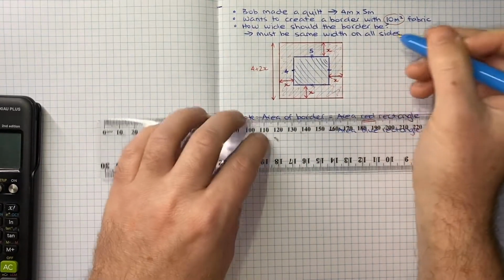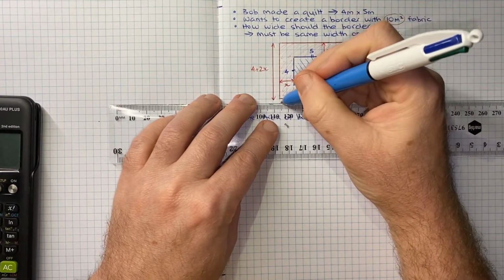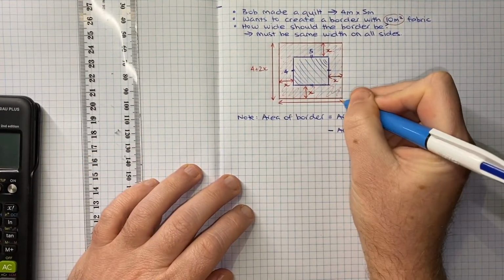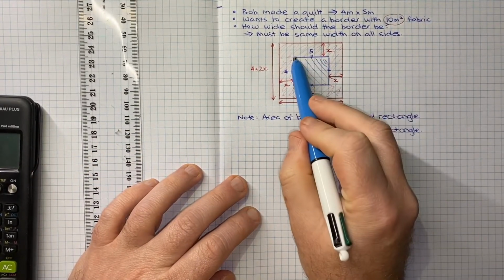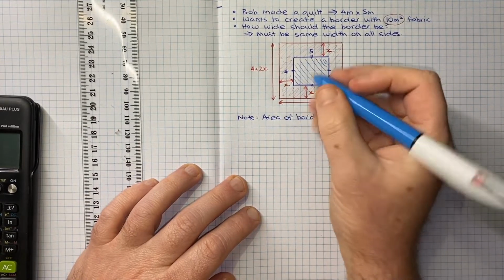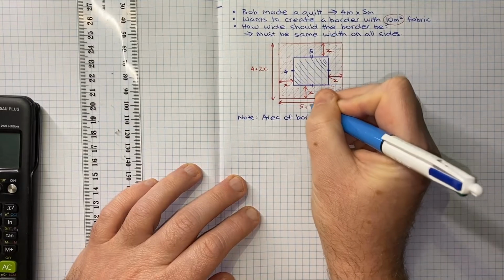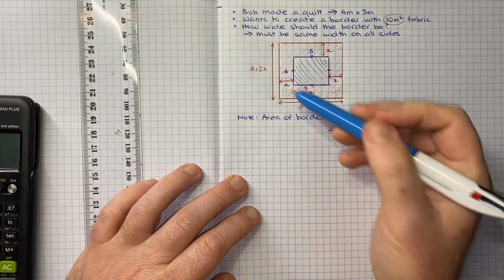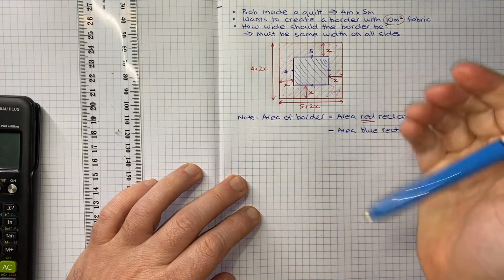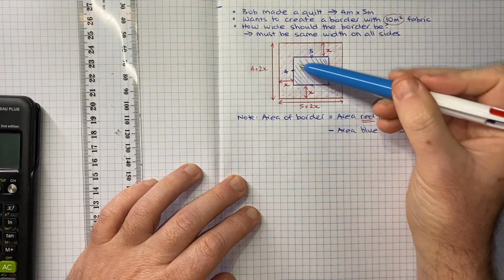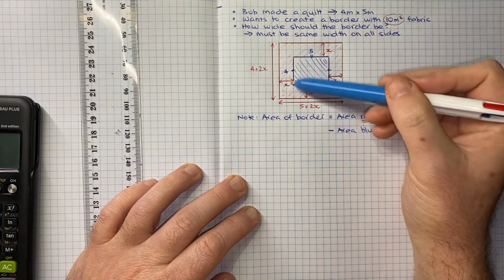And the width, we can use a similar approach. The width of this red rectangle, we can say is 5 with x on one side and x on the other. So that gets us 5 plus 2x. So now that we've got those dimensions, we can work out the area of that red rectangle because it's simply the height times the width. And the same with the blue rectangle, it's the height times the width.